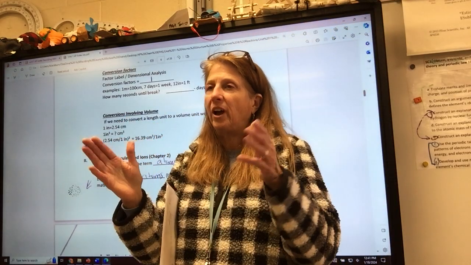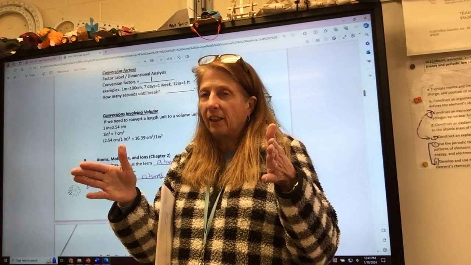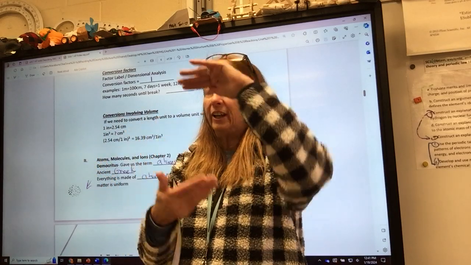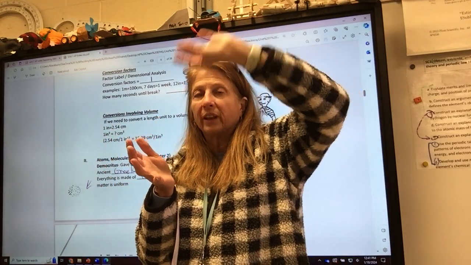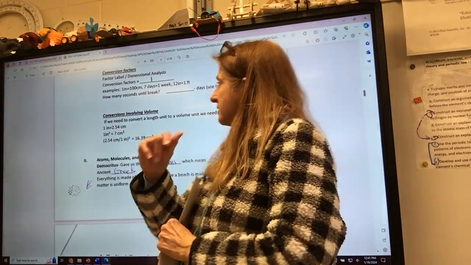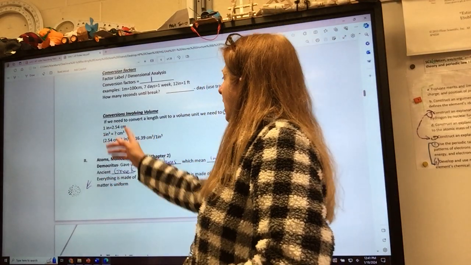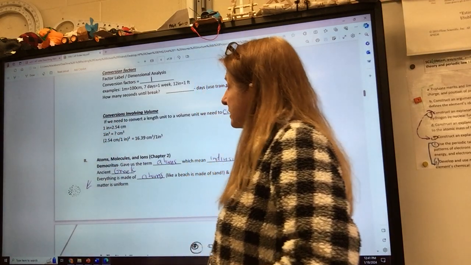So that makes sense, right? Because you got a foot, and that's a length. But if you want a volume, you'd need a cubic foot. And then it would be a box that you could pour the liquid into, right? Everybody imagines that? So like the conversion factor between inches and centimeters is 1 inch equals 2.54 centimeters.